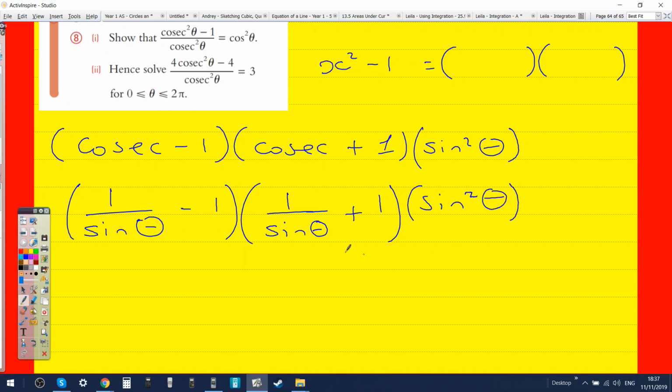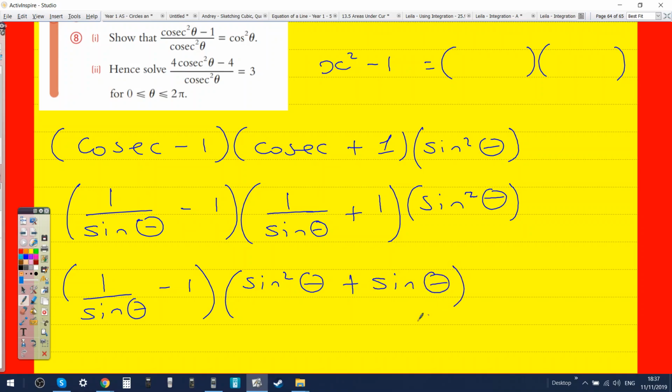Would you have to multiply them all together? That seems a bit long. Let's see. What if you multiplied one of them by sine squared theta? Let's say the second bracket. So then you'd get sine squared theta plus sine theta, yep. And then you would just have to expand those.